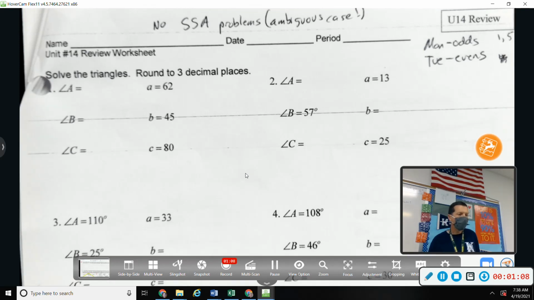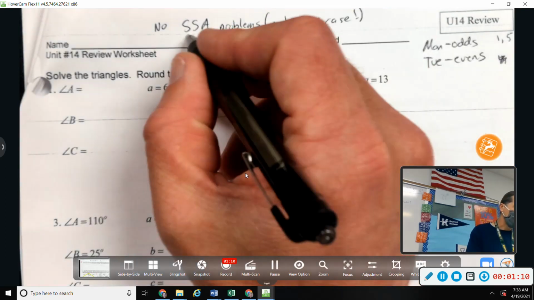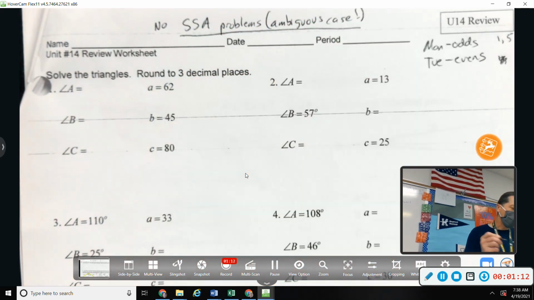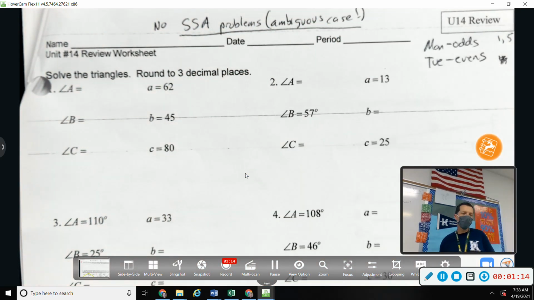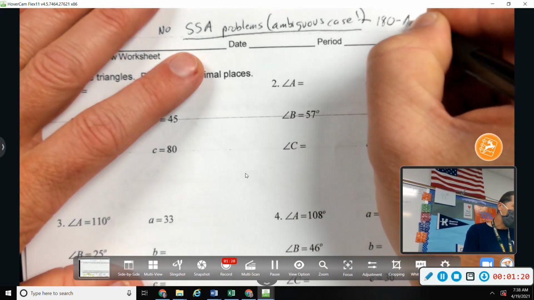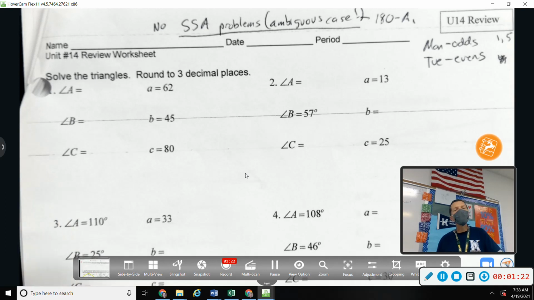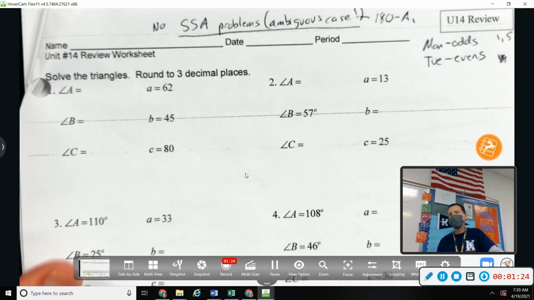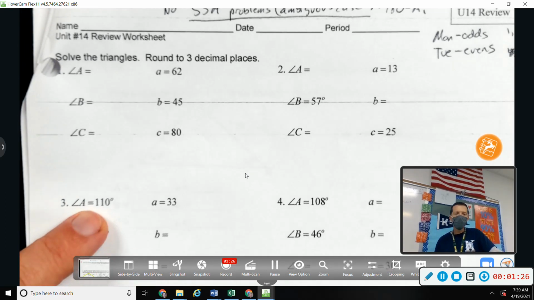Make sure, in fact, I'd suggest go back and looking at some of those ambiguous case problems. But we'll do one as a review tomorrow just to make sure we remember. The only thing you got to remember is 180 minus the first answer gets you the second answer, and then away you go with 2 triangles, possibly.